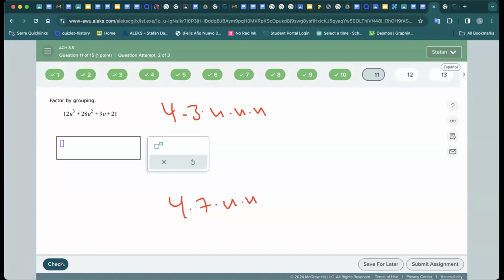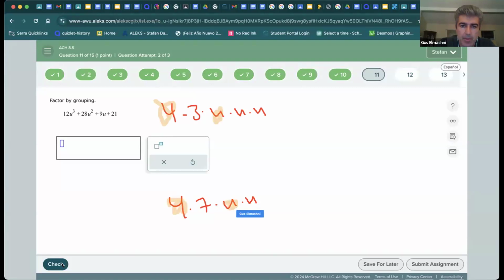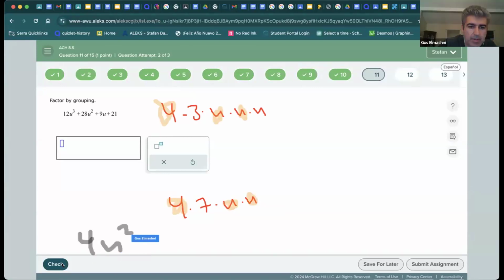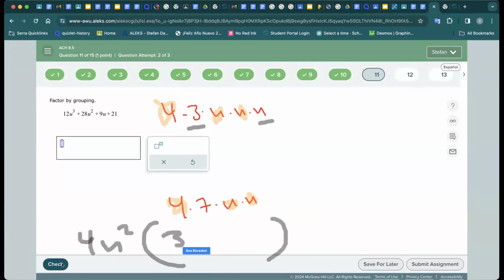Okay, take a deep breath. 12u cubed is 4, 3, u, u, u. 28u squared is 4, 7, u, u. What do they have in common? They have a 4 in common. They have a u in common. They have another u in common. Take them out. When you take them out, you have 4u squared. And what's left behind? 3u and 7. That's it.